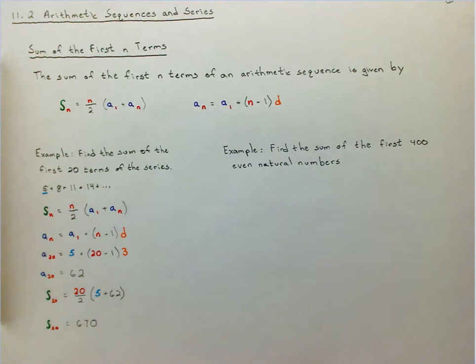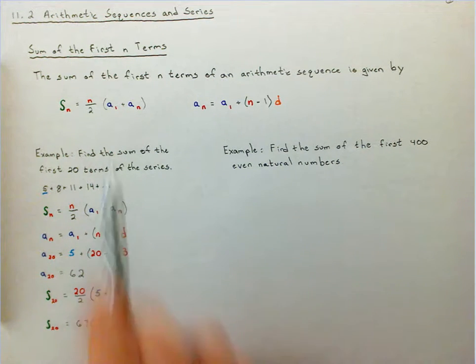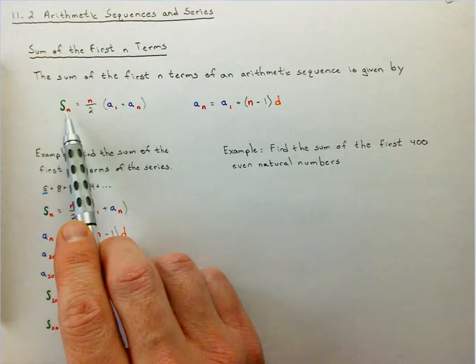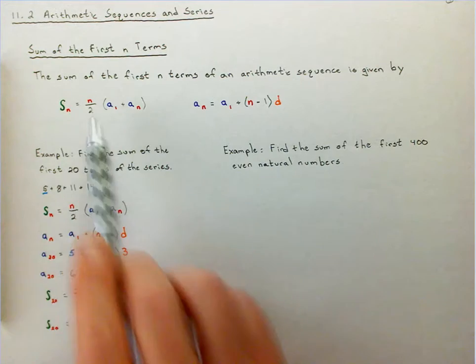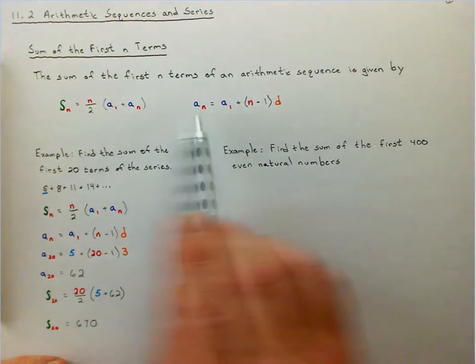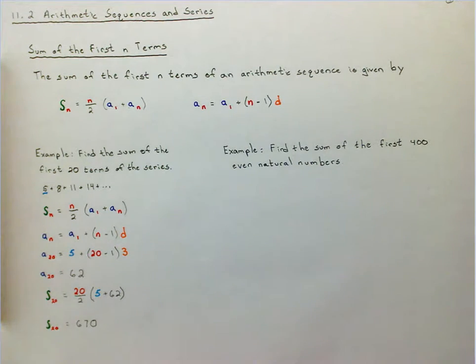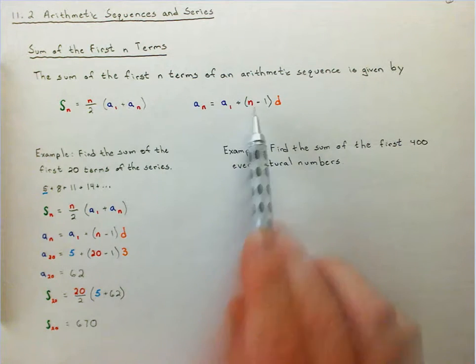Hello everybody, dealing with arithmetic sequences and series, what we're looking at today is how to find the sum of the first n terms. This is going to involve two equations. Remember, S sub n gives us the sum of the series, and then in order to find A sub n we have to use the common difference equation. So the sum of the first n terms of an arithmetic sequence is given by these equations.